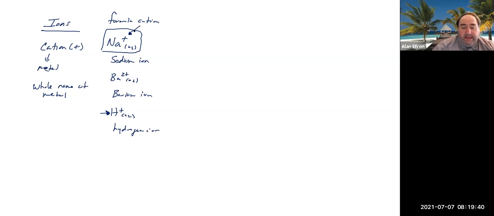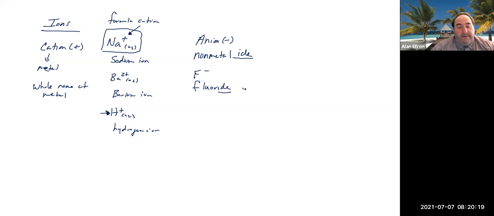Anions work kind of the same way. Anions are, as we've been talking about, negatively charged. To name these, we use the base of the nonmetal name. We drop off the last part of it and replace it with -ide. So F- is fluorine; when we drop the last part, it would be the fluoride ion.